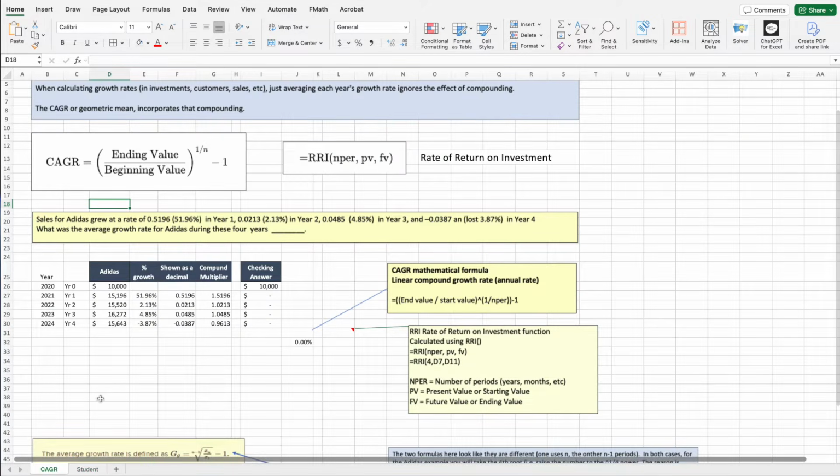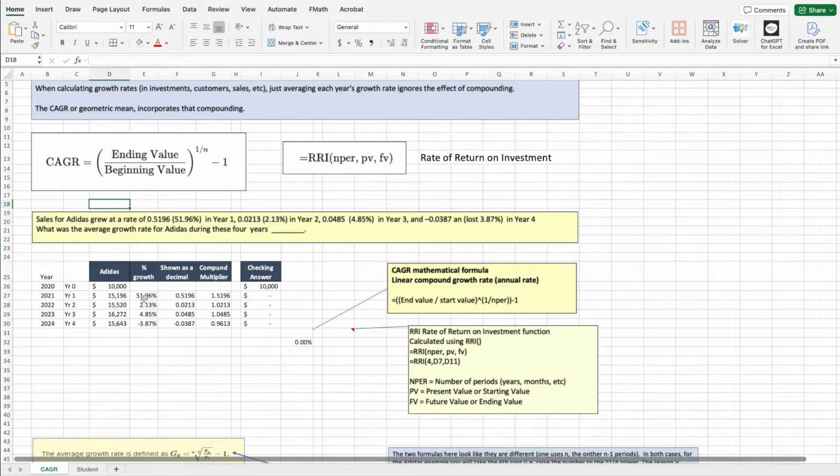Go back here to our CAGR tab, and I want to show you this. So we're going to look at sales for Adidas. In year one, they had a phenomenal growth rate of 51.96%. In year two, they had a growth rate of 2.13%. In year three, it was 4.85%. And in the fourth year, they lost 3.87%. So what was the average annual growth rate for Adidas during this 4-year time period?